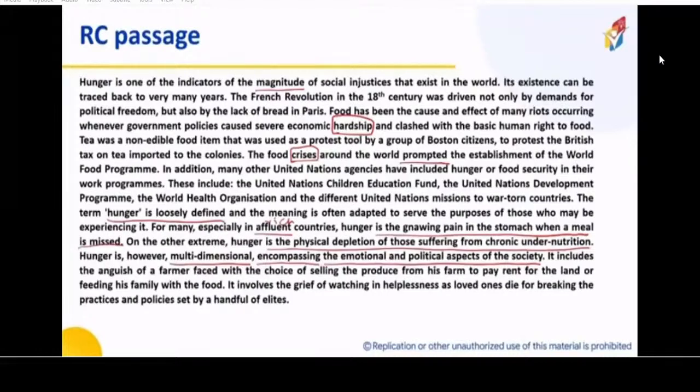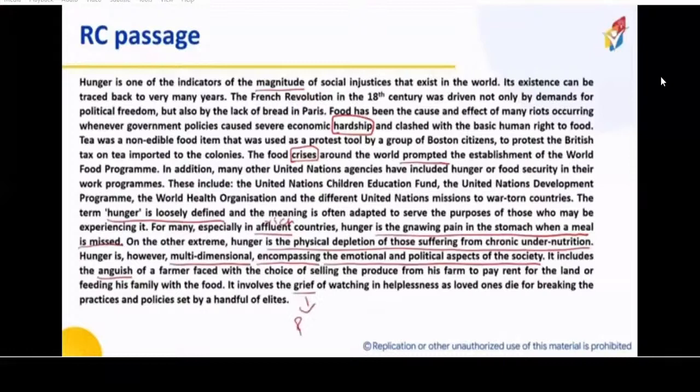It includes the anguish, the deep-rooted pain of a farmer faced with the choice of selling the produce from his farm to pay rent for the land or feeding his family with the food. Farmers, especially in developing countries such as India, face this choice. The farmer doesn't know whether he should sell the rice he has to pay his rent or use the same rice to feed his family. That as well is hunger, according to the author.